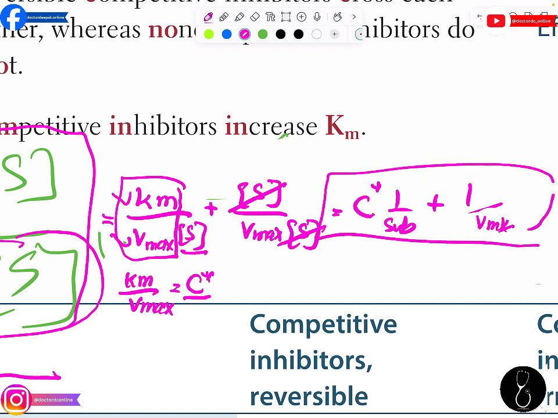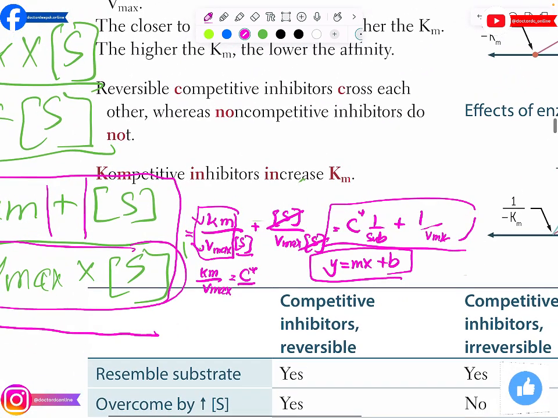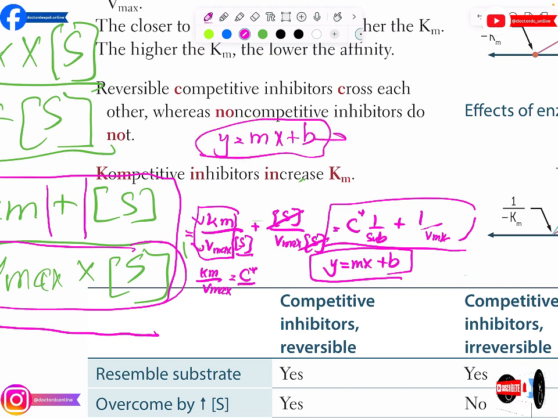According to algebra, we have one equation. Algebra is equal to saying y is equal to mx plus b. Whenever this equation is obeyed, whenever y is equal to mx plus b, you will get a straight line in the graph.